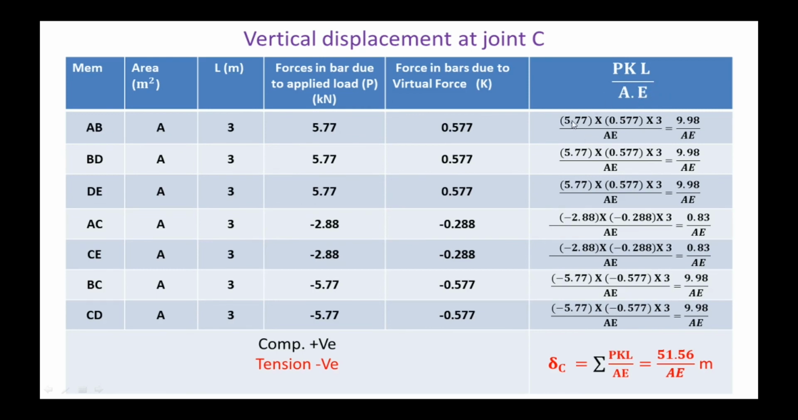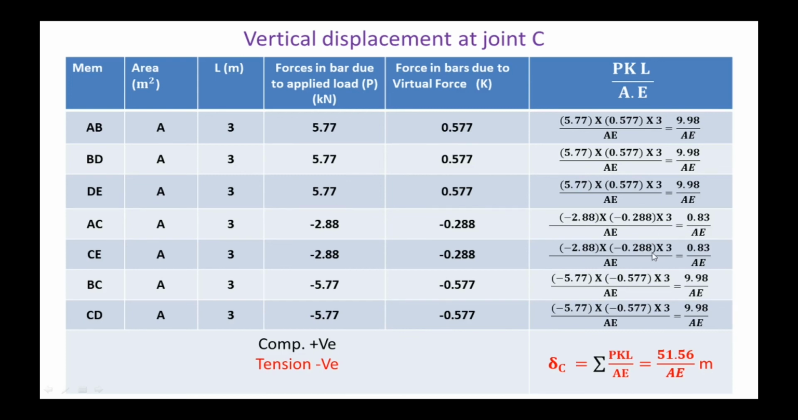So here for the first column, P is 5.77 into 0.577, length is 3. So that becomes 9.98 divided by AE. So these three values are the same. So the same for the three rows. The next is, P is minus 2.88. So minus 2.88 into minus 0.288 into the length. So that becomes minus minus plus. So 0.83 by AE.